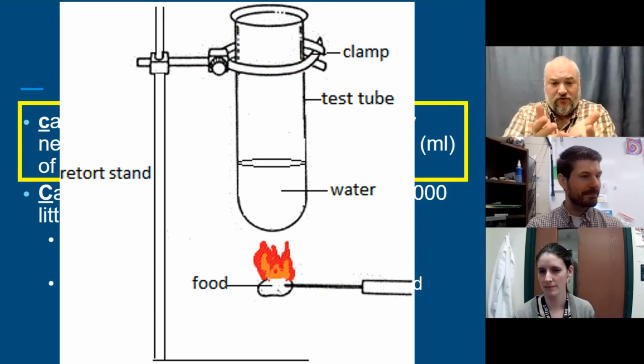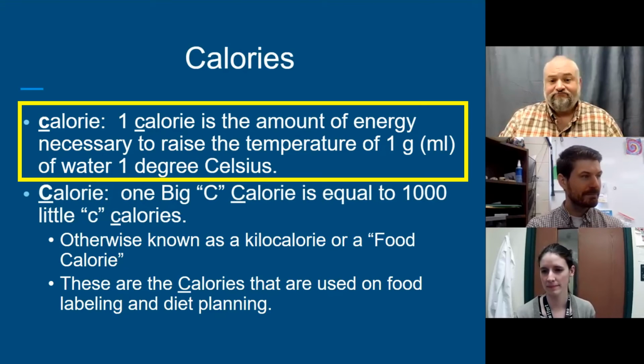So if I could burn the food underneath a milliliter of water, and that milliliter of water got 1 degree Celsius hotter, like it went from 20 to 21 degrees, that food released 1 calorie of energy. All right, that's how you define a calorie. It's literally the definition of a calorie.